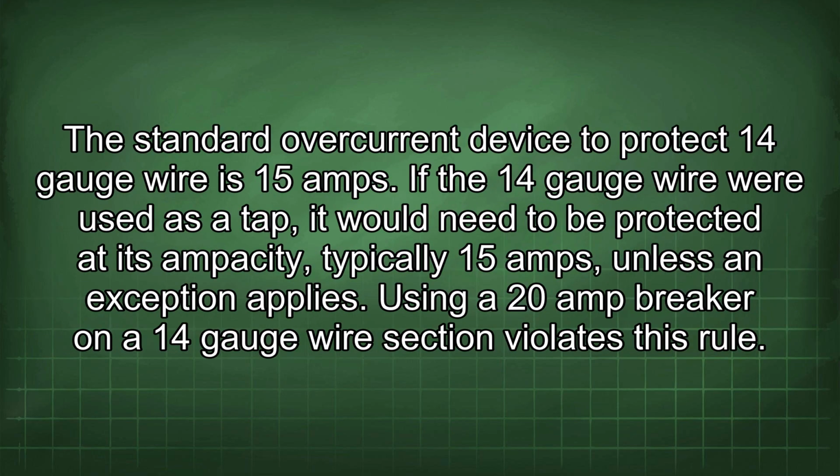The standard overcurrent device to protect 14-gauge wire is 15 amps. If the 14-gauge wire were used as a tap, it would need to be protected at its ampacity, typically 15 amps, unless an exception applies. Using a 20-amp breaker on a 14-gauge wire section violates this rule.